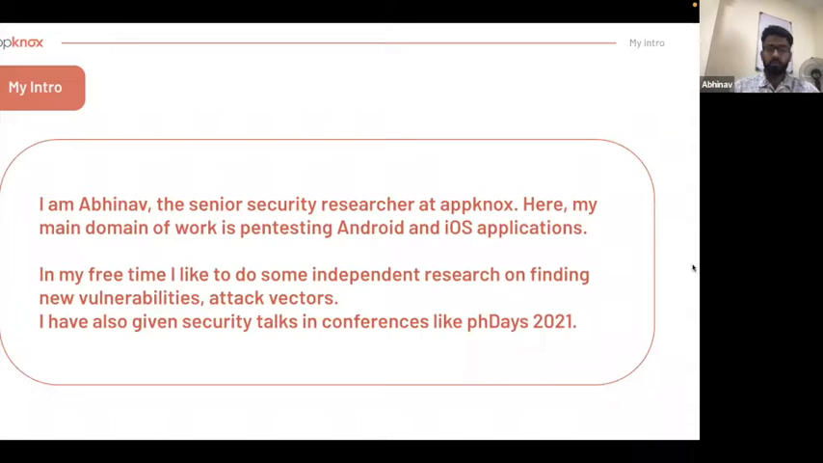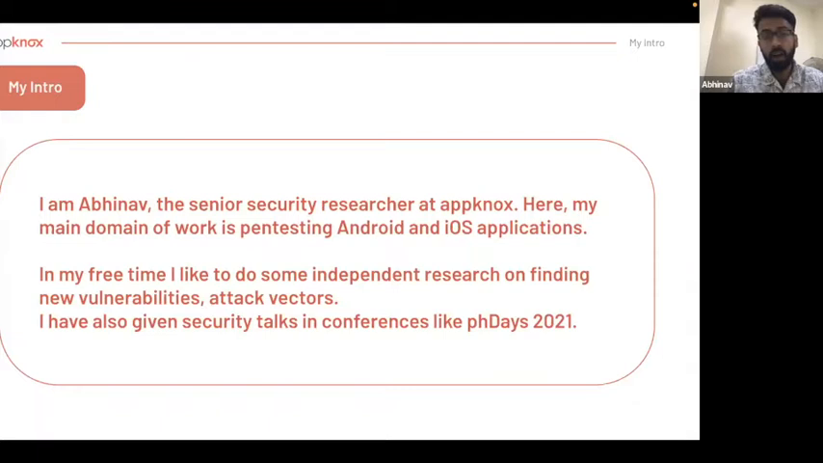First, let me introduce myself. I'm Abhinav Vashisht. I'm a senior security researcher here at Appknox. My work mostly consists of pen testing mobile and web applications, and I specialize in Android and iOS applications. In my free time, I also like to do some independent security research, finding new vulnerabilities, maybe new attack vectors. Apart from this, I have also given a security talk in conferences like PH Days.